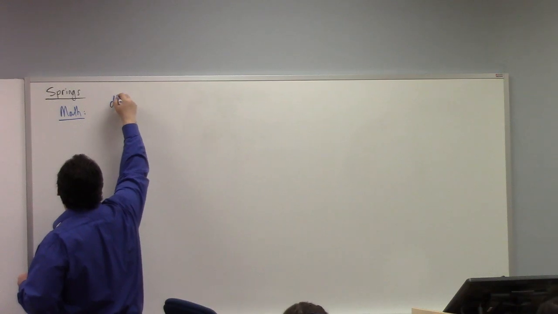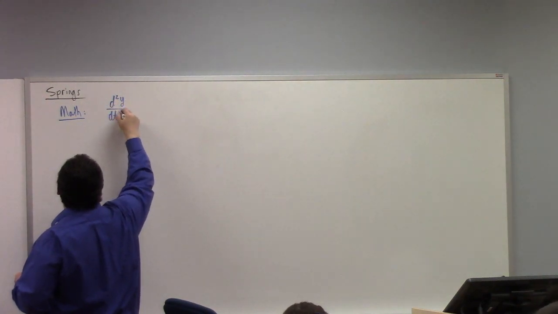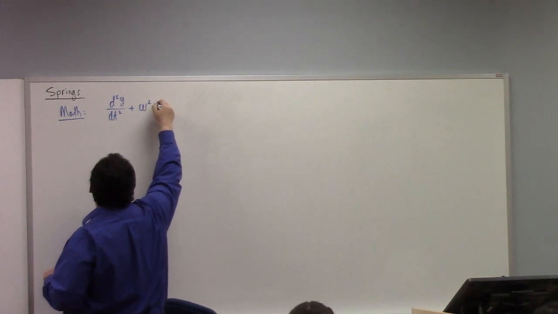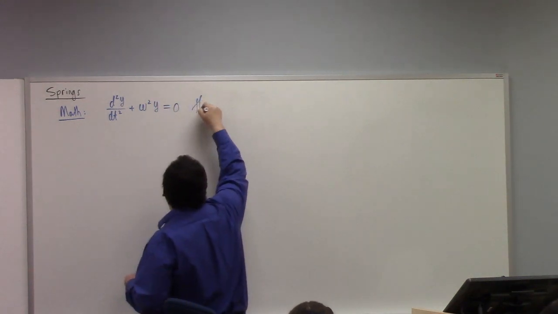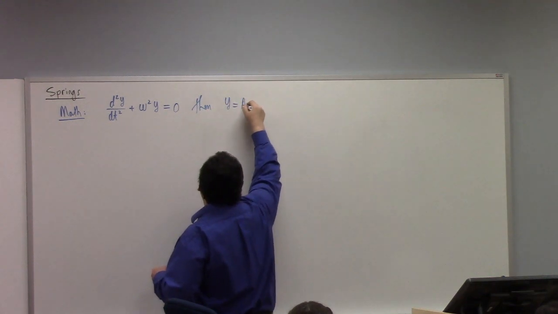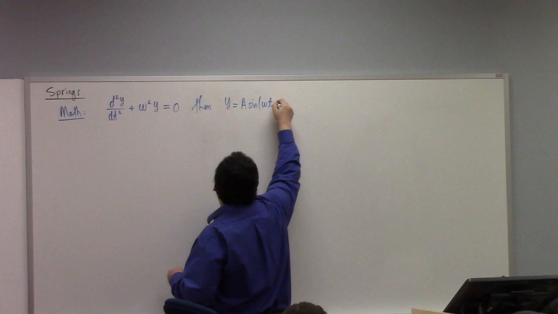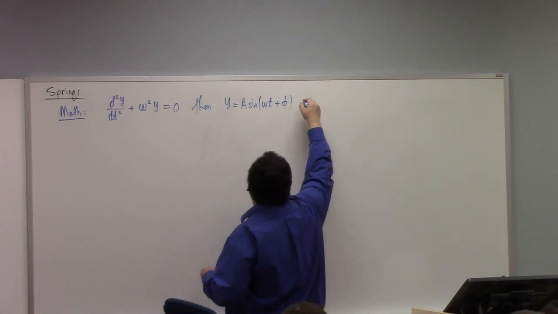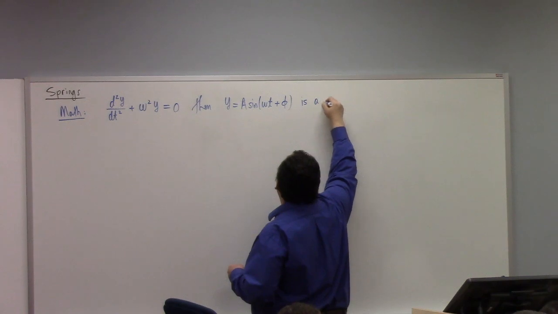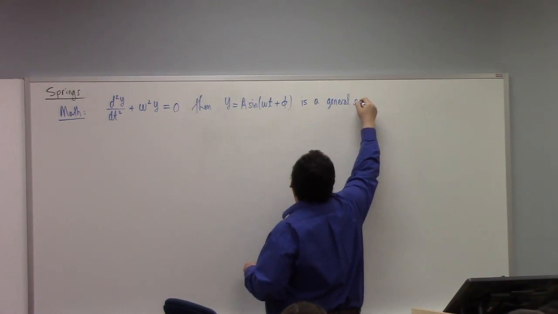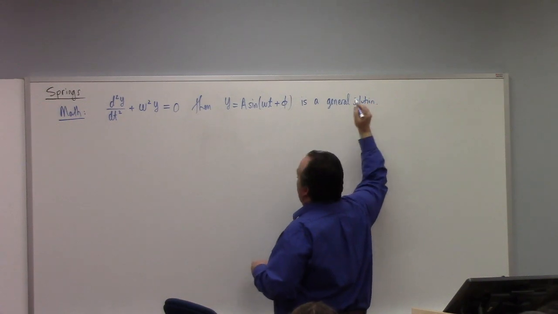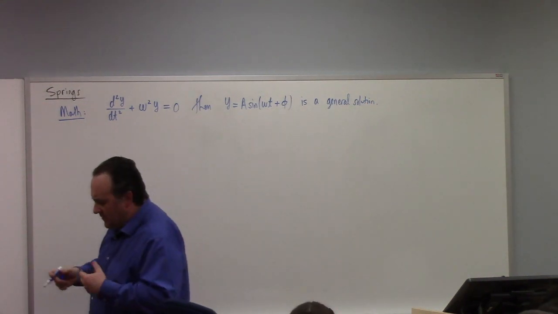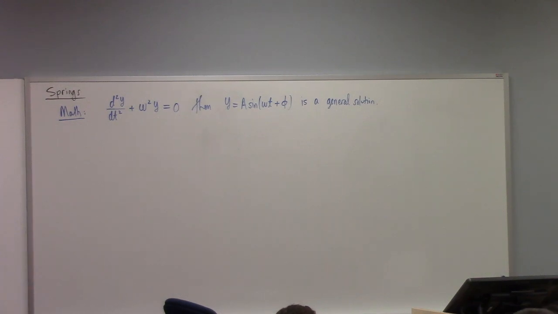If we have d squared y dt squared plus omega squared y equals 0, then y equals A times the sine of omega t plus phi is a general solution. And what I mean by that is, if I give you the initial position and the initial velocity for y, that single formula has everything possible that can happen for this differential equation.